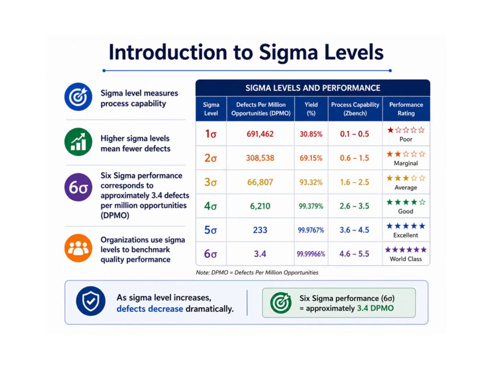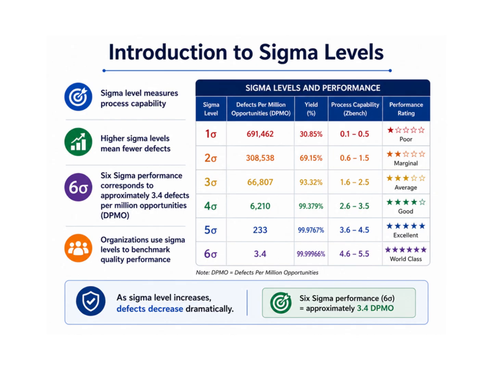Organizations use sigma levels to benchmark how well their operations perform and to identify where improvement is needed. From the chart, you can see how dramatically defect rates drop as sigma level increases. At lower sigma levels, defect rates are high and quality is inconsistent. At higher sigma levels, yields become extremely high and defects become rare.